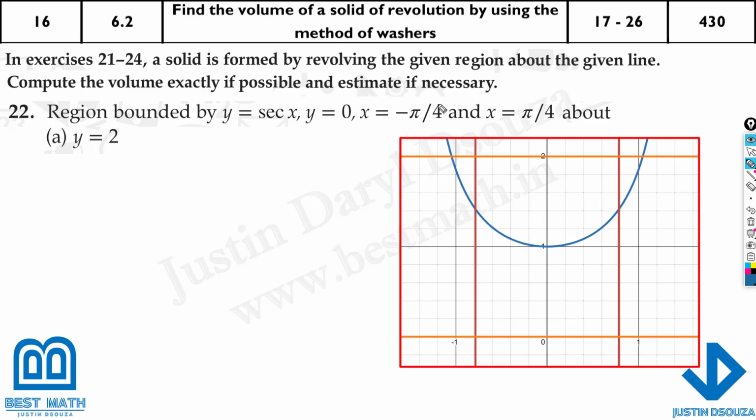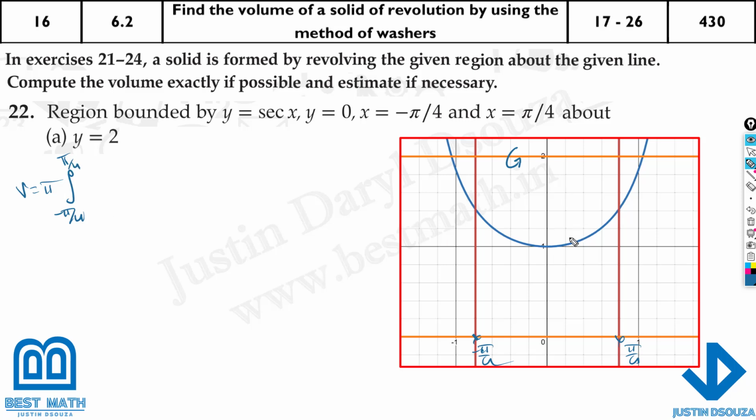Now here they have given us the limits, and along y is equal to 2. So y is 2 is this line. Along this line we are rotating it. So we need the limits along the x-axis, right? What are the limits? It's pi by 4. So this is the one, minus pi by 4 and pi by 4. So when we use the integral, volume is equal to pi integral, minus pi by 4 to pi by 4. So that's given.